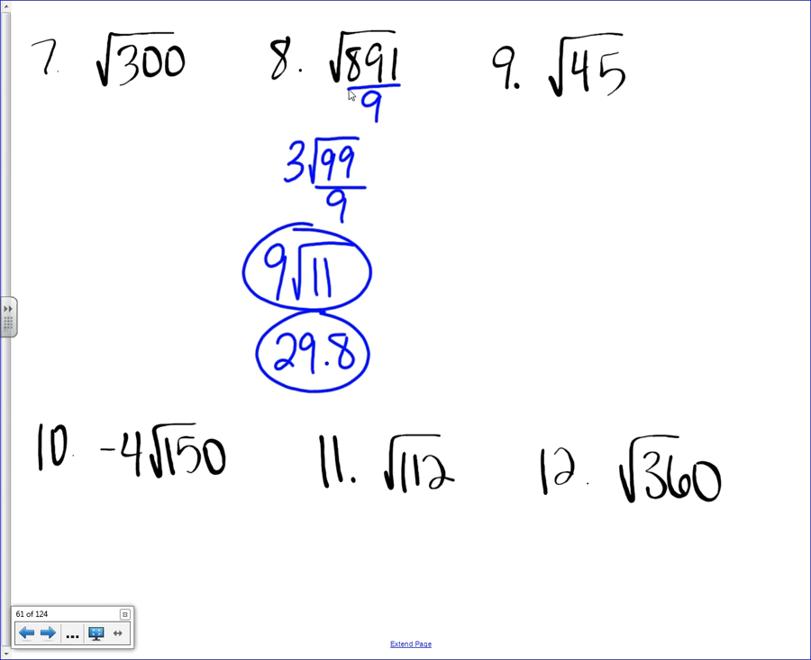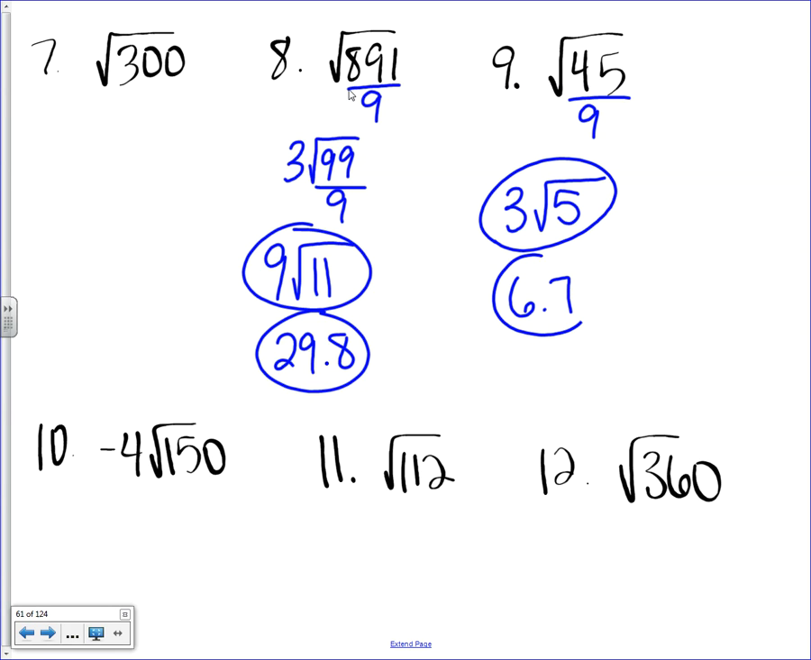Okay, fair enough? 45, is it a perfect square? It is not. What perfect square can divide into 45? 50 is not a perfect square. 15 is not a perfect square. 9 is a perfect square. What is the square root of 9? 3. And then what would be left there? 5. Does anything else that's a perfect square divide out of 5? No, it doesn't. What's the decimal approximation? 6.7. Does everybody understand the exact answer versus the approximate answer?